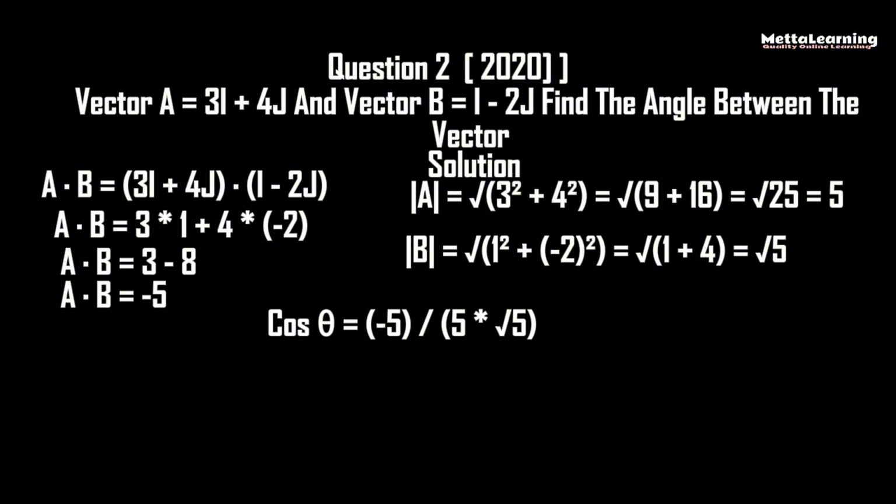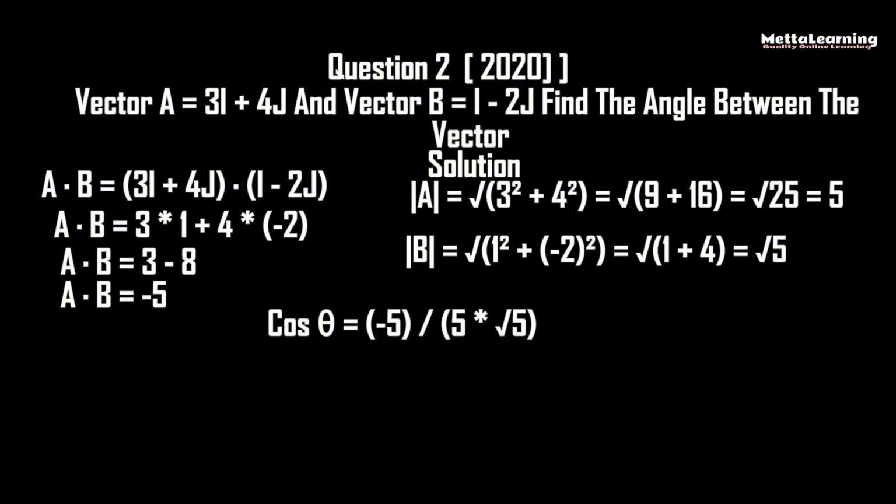Now, what is our scalar product of A and B? That's minus 5, remember? Good. All divided by, what is the magnitude of A? 5, times what is the magnitude of B? That's root 5. Now, the next thing for us to do is to proceed into calculation.